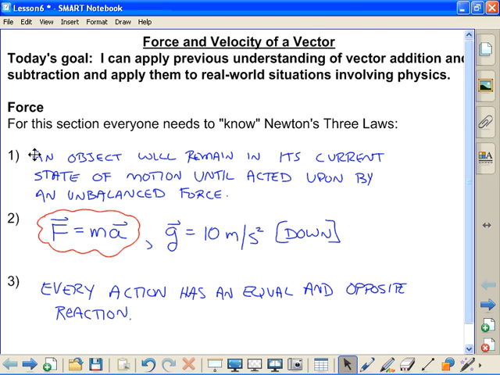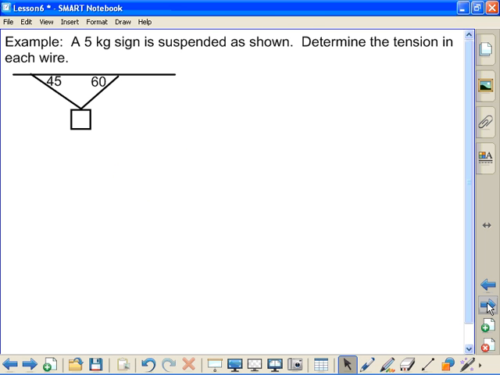So here are the examples. I'm going to do this example twice. I'm going to do it once geometrically and once algebraically. So a 5 kilogram sign is suspended as shown. Determine the tension in each wire. So geometrically, start off with a vector diagram. So what forces or what vectors are applying to this object?